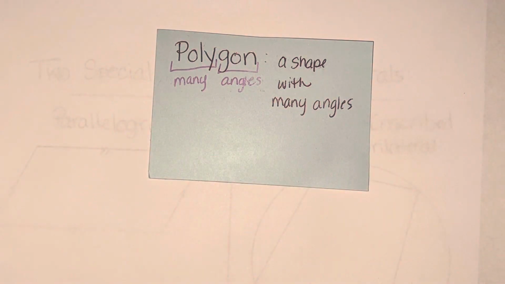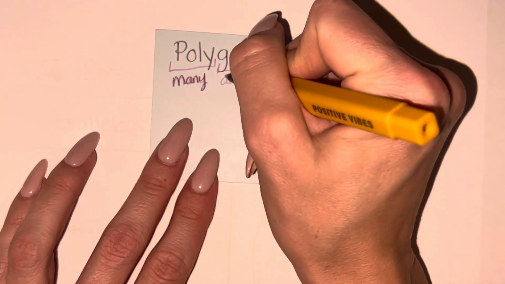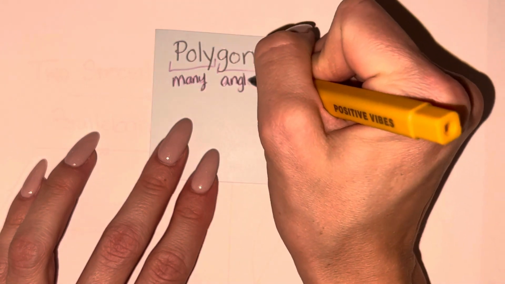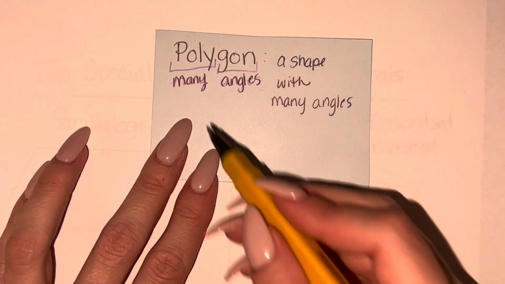I don't think my writing showed up there. Let me trace over that. So it's a shape with many angles. So that's what a polygon is.